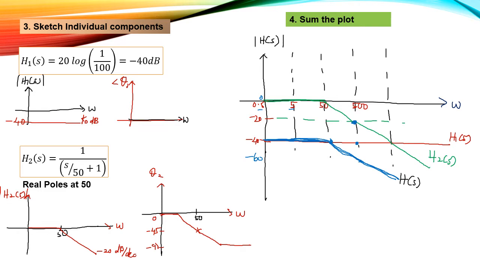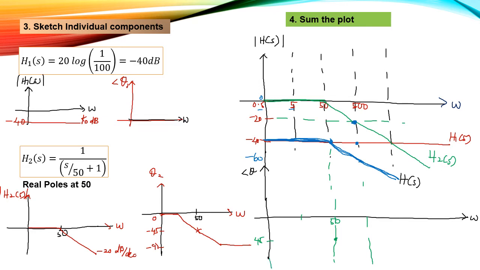Okay, how about the phase plot? So now the phase plot, you have zero here. It's omega, so this is for the theta. You have zero for the constant, and then you have only one line for the pole at 50. Here, use the same line, it will be much easier. So at 50, it is negative 45, and then extend to the earlier and next decade. So negative 90, and extend to the earlier decade. So you'll get the green one. And this is your phase plot for the given transfer function.